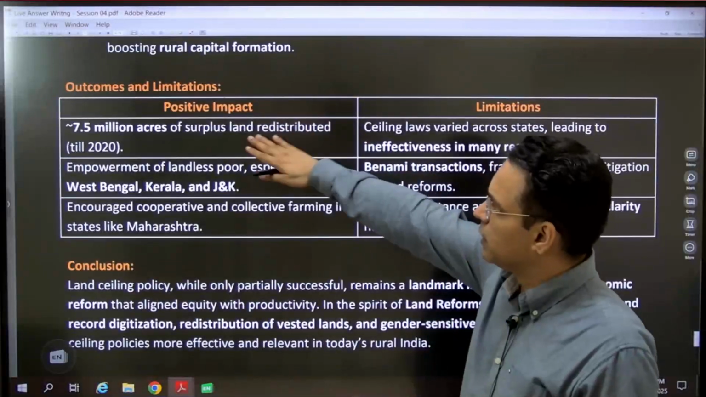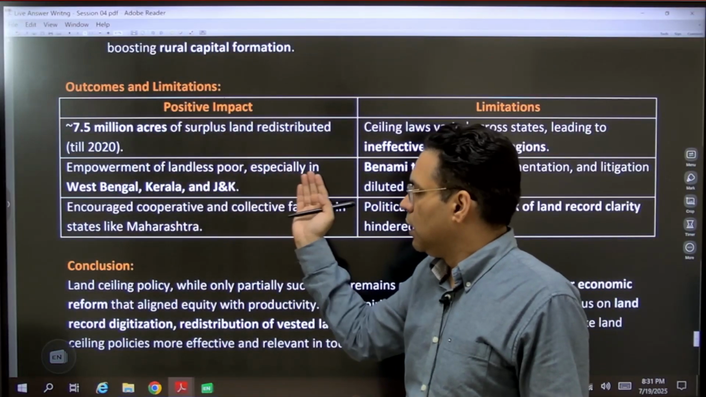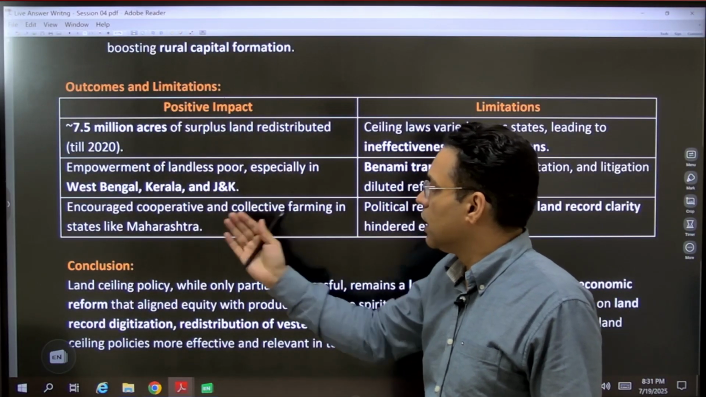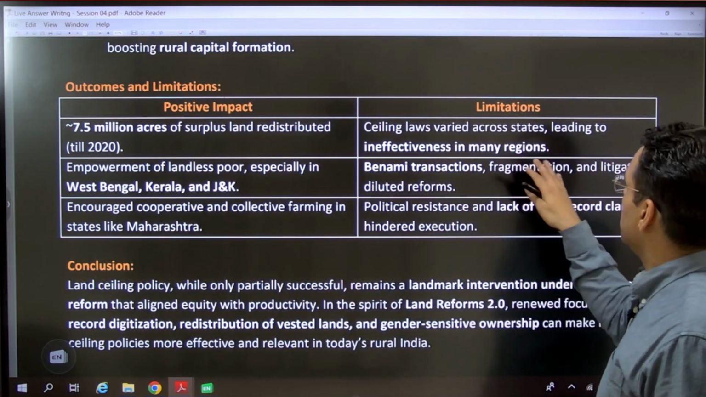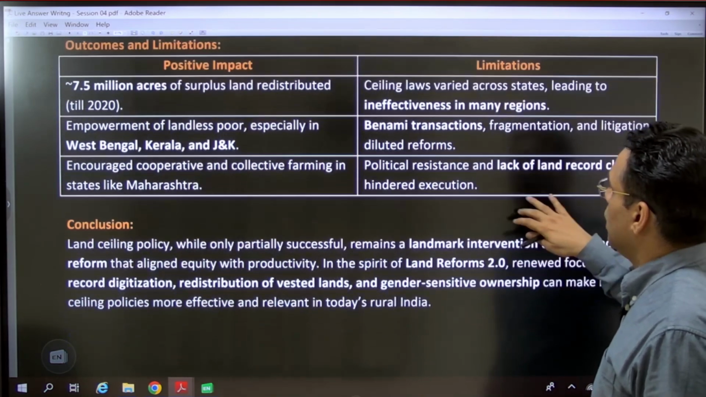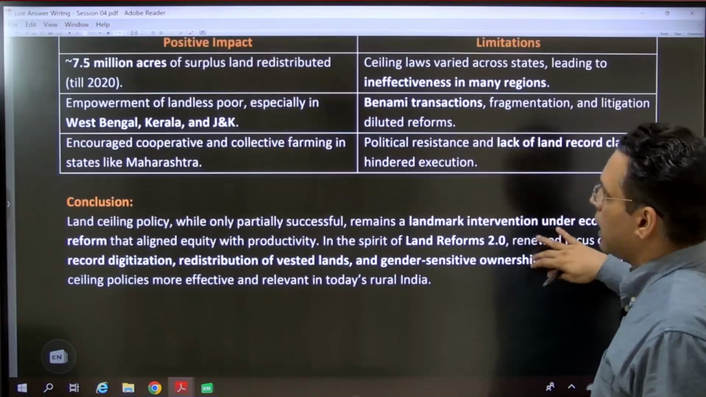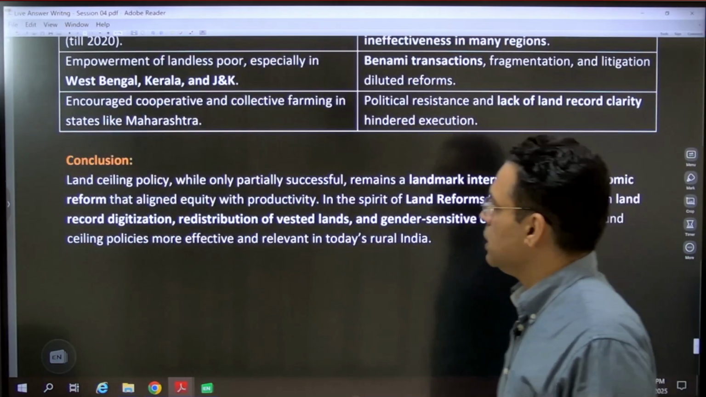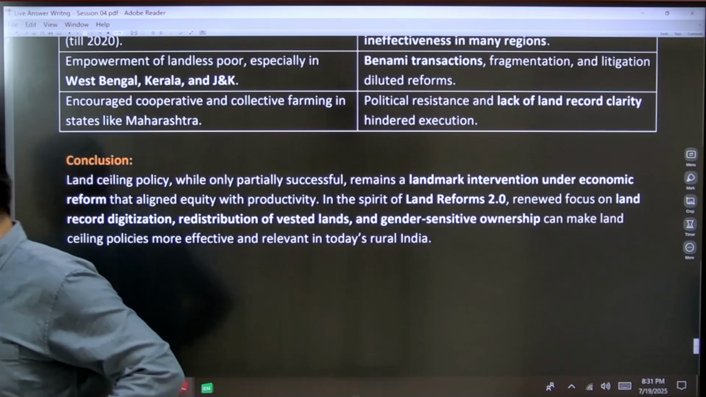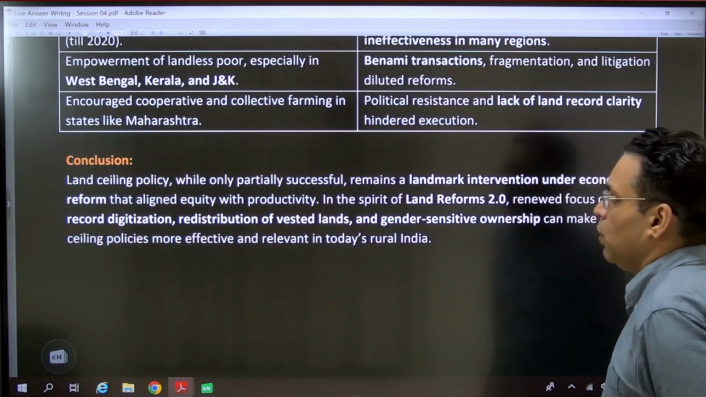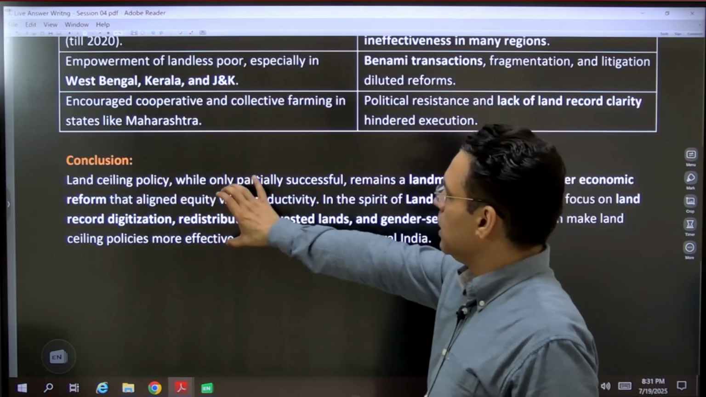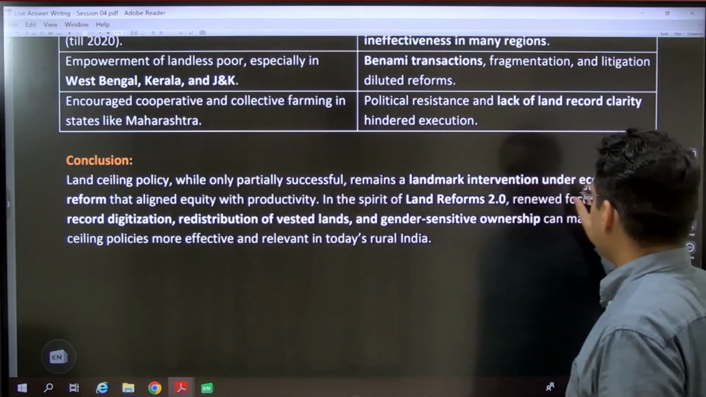Positive impact क्या है? इतने लोगों को surplus land मिला, the landless poor got encouraged cooperative and collective farming. Ceiling laws varied across state, benami transaction, political resistance and lack of land record clarity. The land ceiling policy was implemented accordingly. Okay, so that is the basic approach that you need to follow. Now यहाँ पर land ceiling policy was partially successful, remains a landmark intervention.